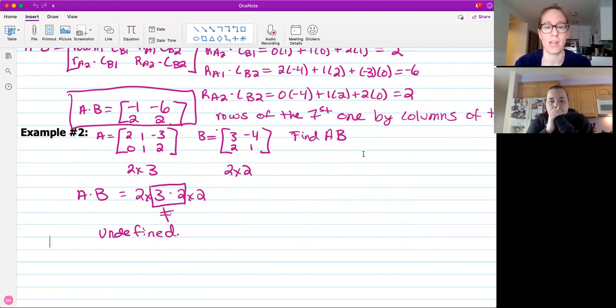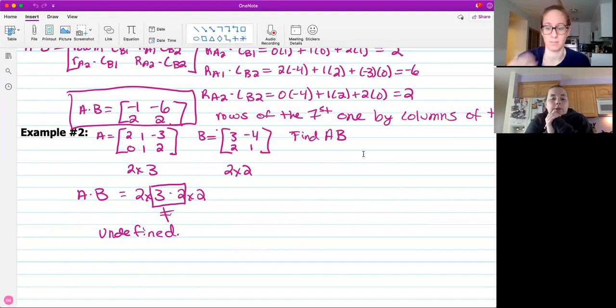So yes, you should be checking the order every time to see if those middle two numbers match. But even if you forget, you're going to get stuck when you try and multiply anyway, as long as you remember row times column, because you're not going to have enough numbers.